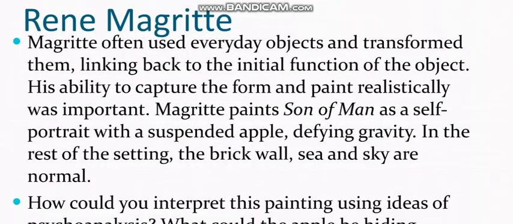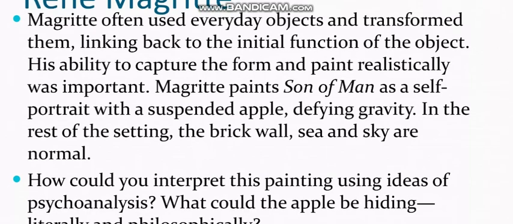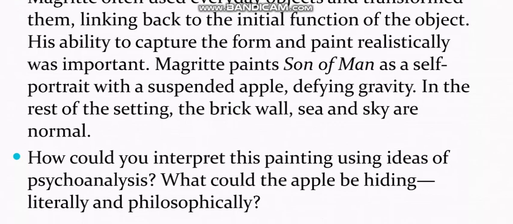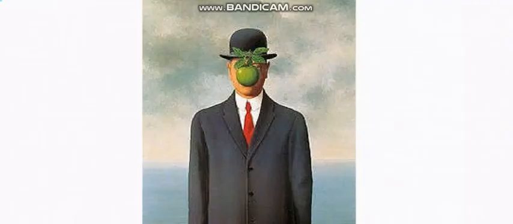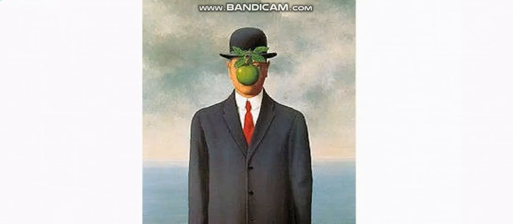Rene Magritte often used everyday objects and transformed them, linking back to the initial function of the object, and his ability to capture the form and paint realistically was important. So Magritte paints Son of a Man as a self-portrait with a suspended apple defying gravity in the rest of the setting. The brick wall, sea, and the sky are normal. So how would you interpret this painting using ideas of psychoanalysis, and what could the apple be hiding literally and philosophically?